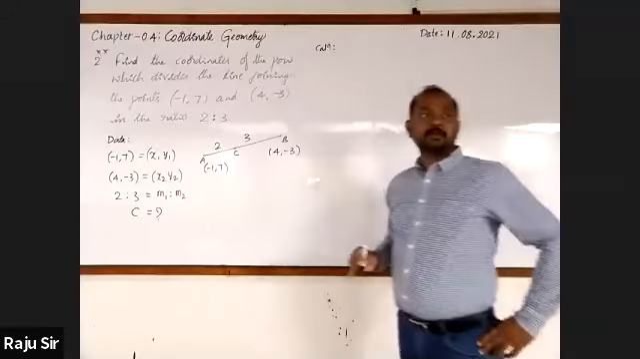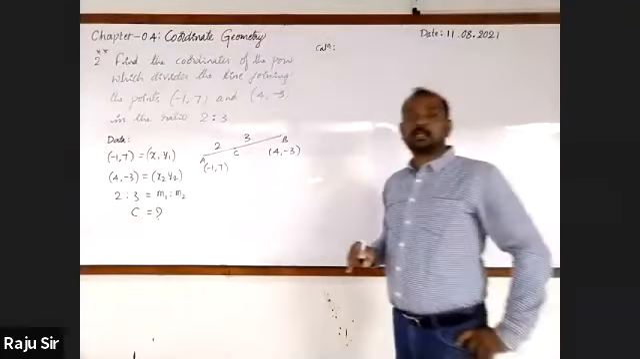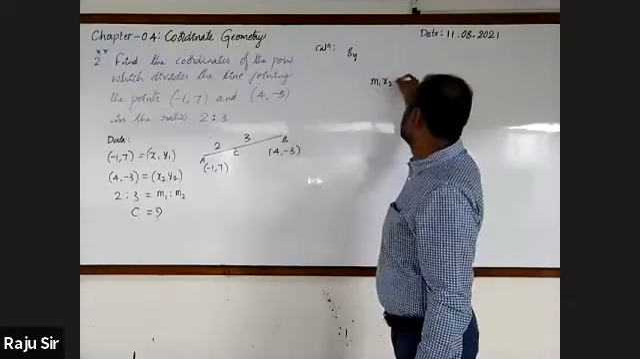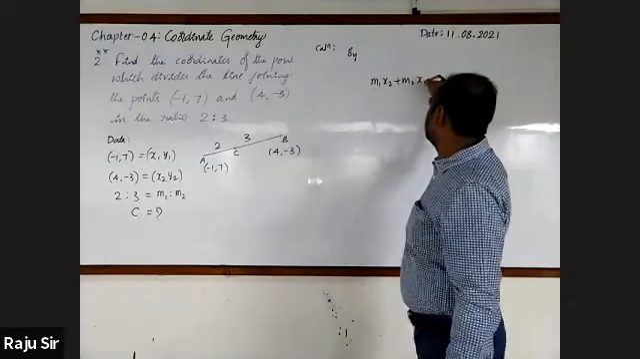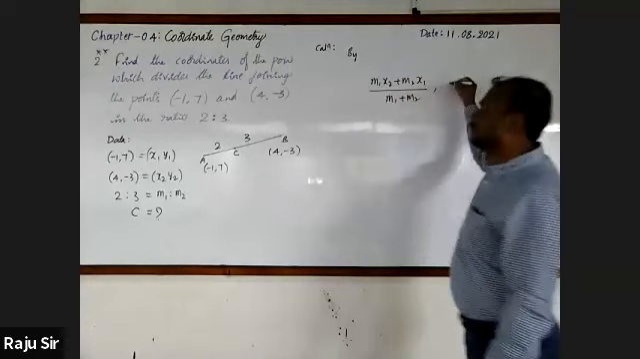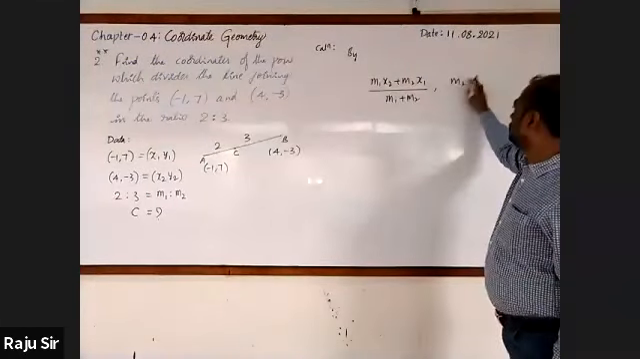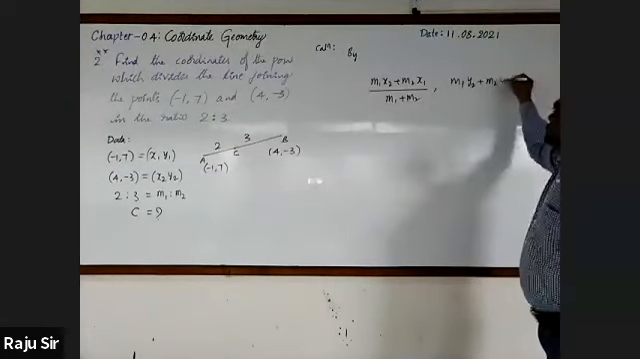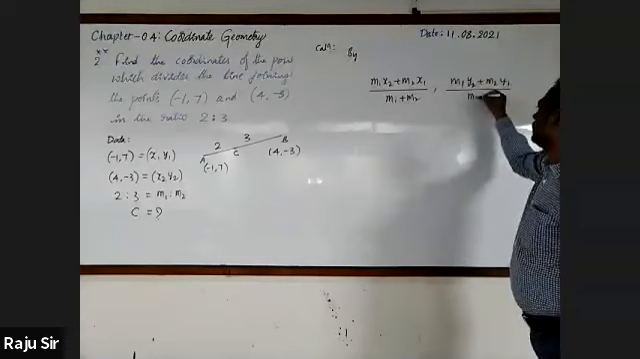Which formula should be used? Section formula. M1 x2. Continue. Correct. Then y coordinate. M1 y2. Correct. M1 plus M2.